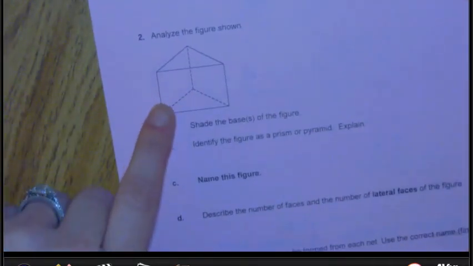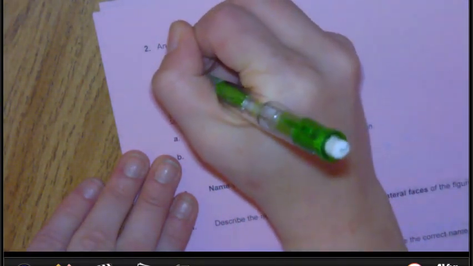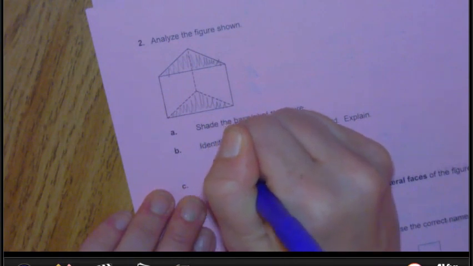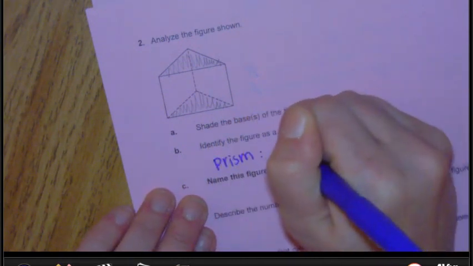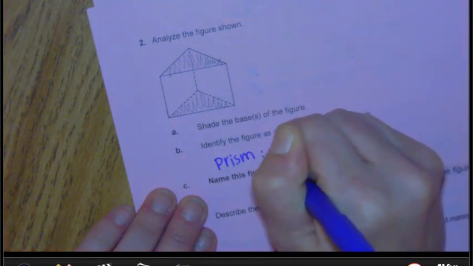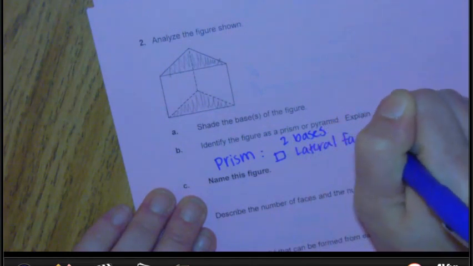Okay, let's try it again. Let's look at this figure. I'm asked to shade in the bases. So I see that I have triangles and rectangles. I learned that a prism has 2 triangles and 3 rectangles, so it looks like my triangles are my bases. Is this a prism or a pyramid? This is a prism. And I know that because I have 2 bases and I have rectangular lateral faces.